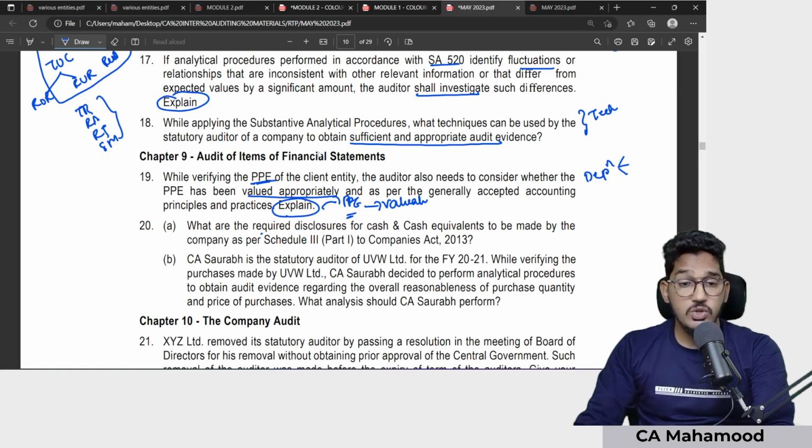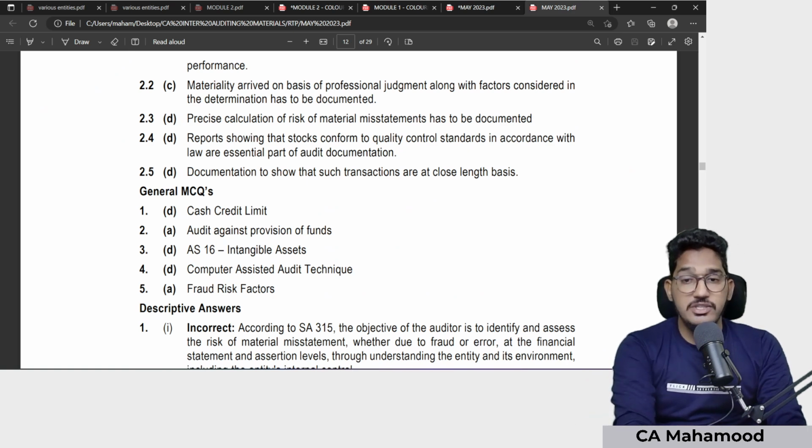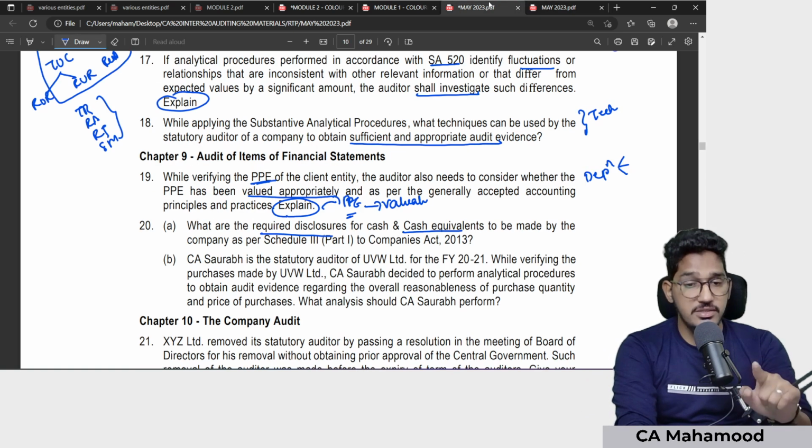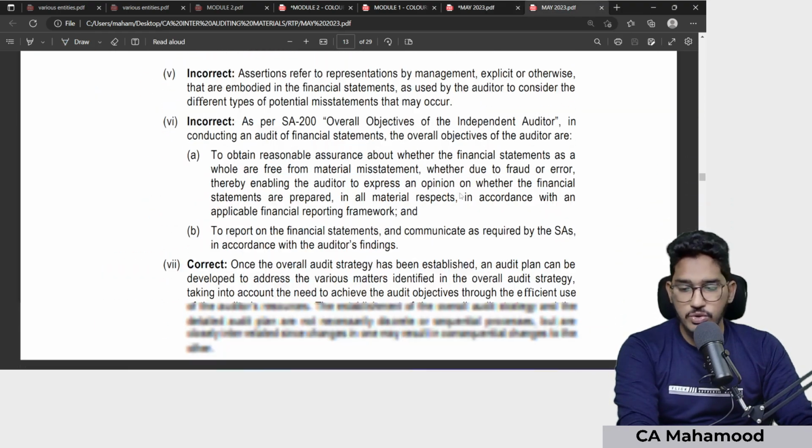Next, what are the disclosure requirements for cash and cash equivalents to be made by the company? They are not asking you audit procedures, but in fact they are asking how the cash should be disclosed in the financial statements. Disclosure requirements, Schedule 3 question. This is the question related to Schedule 3. How we have to disclose cash and cash equivalents? Let me show you that once.